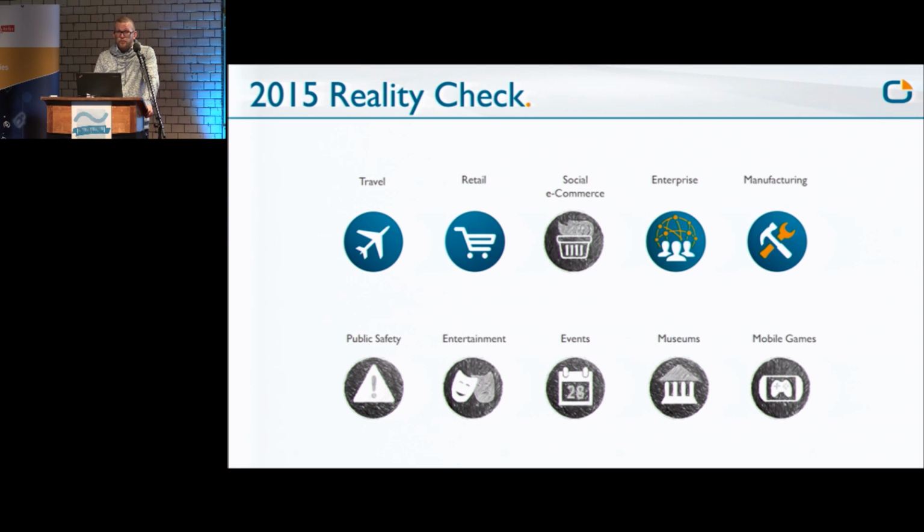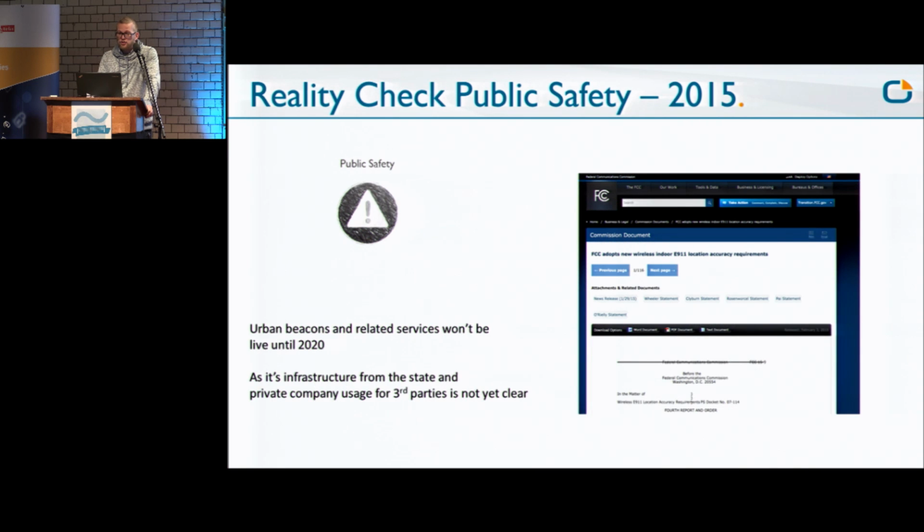Public safety: we heard yesterday a little bit about the new NG 911 standardization, which means that the FCC in the US said, okay, for 911 calls, the emergency number, not only my GPS position will be transmitted, but also my indoor position will be required to be transmitted from the mobile operators. However, we won't see that service live until 2020, so it's moving slowly forward.